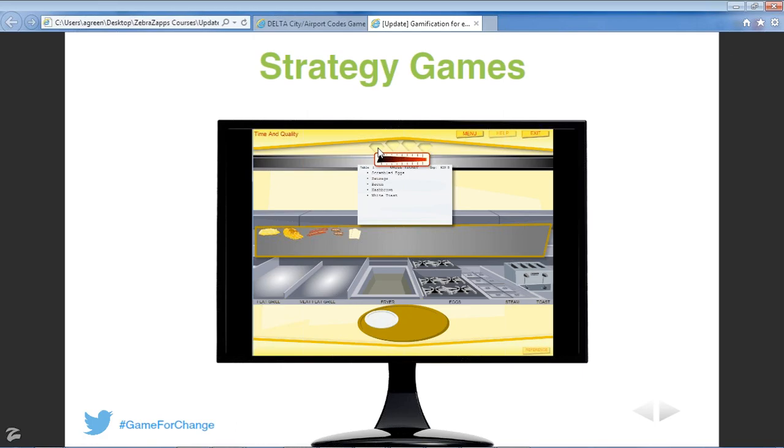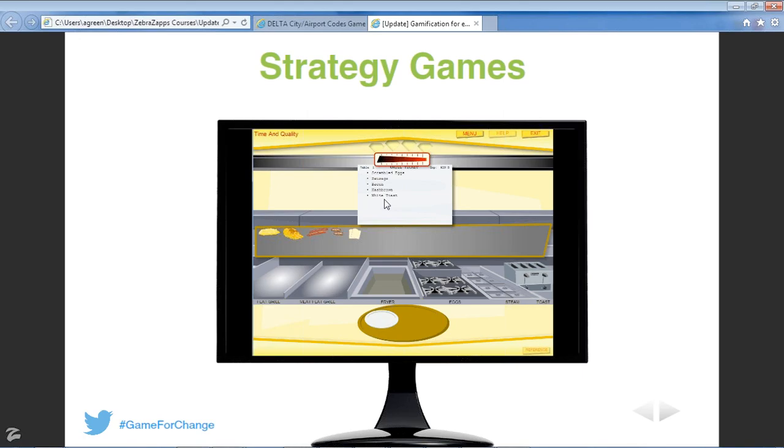Strategy games are puzzles, challenges, and solution-driven experiences. We're moving up in Bloom's taxonomy to the analyze level, with verbs like compare, classify, and prioritize. They're optimal when the learner's decision-making skills determine the outcome. Now we're really starting to move the needle to change behavior, rather than simply test understanding.